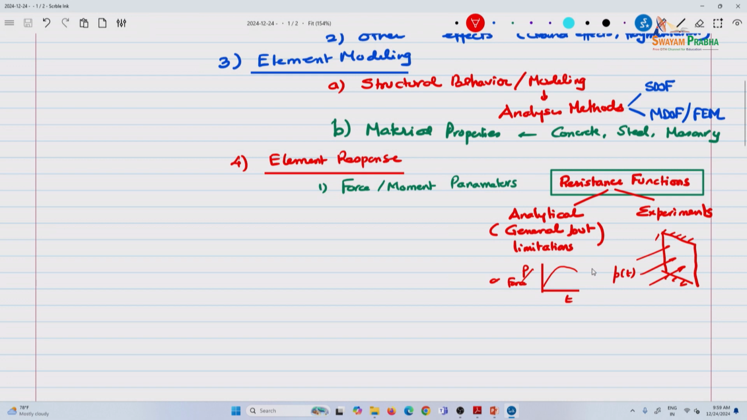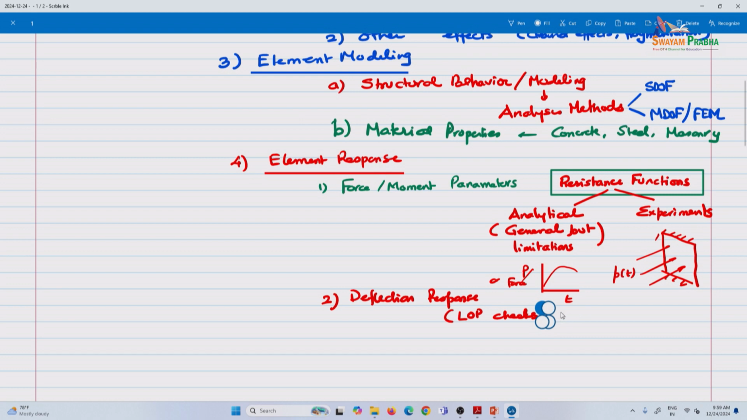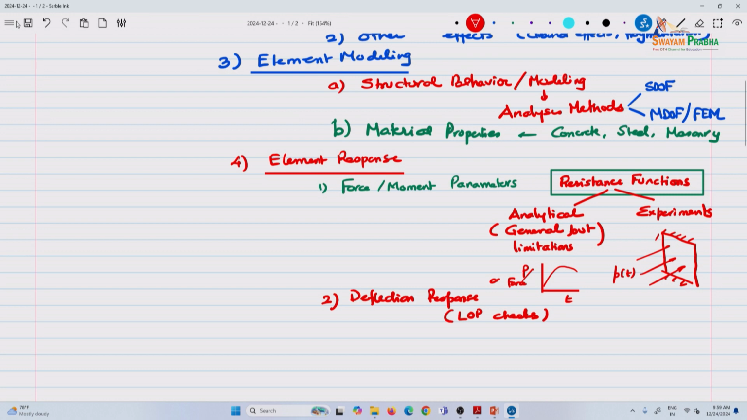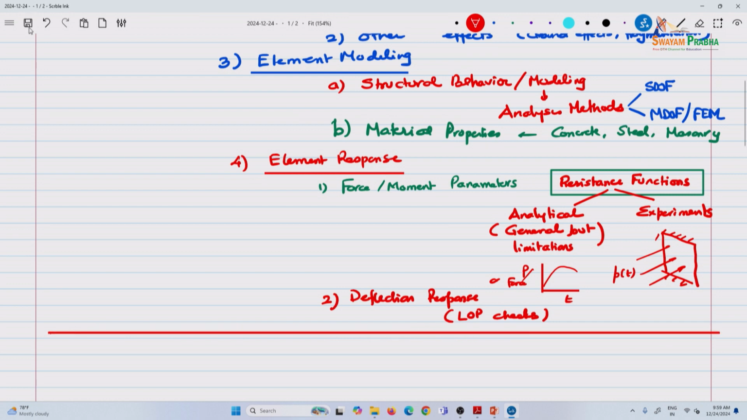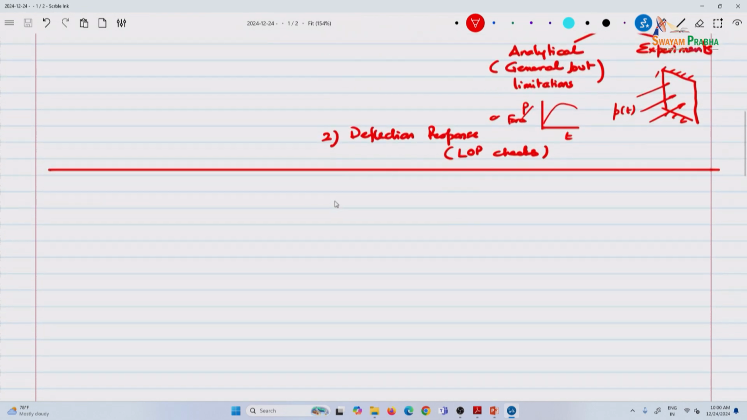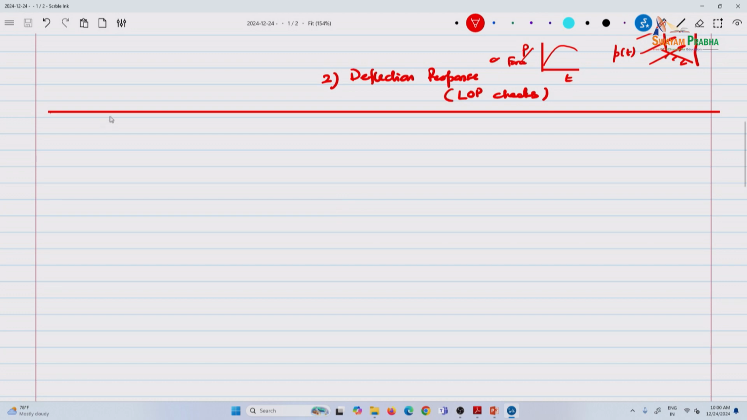And then the second thing is your deflection response, because the deflection response is directly related to LOP checks, and also from the LOP checks you get the limits. So, those are some of the things we will cover today. So, let us start with threat parameters.